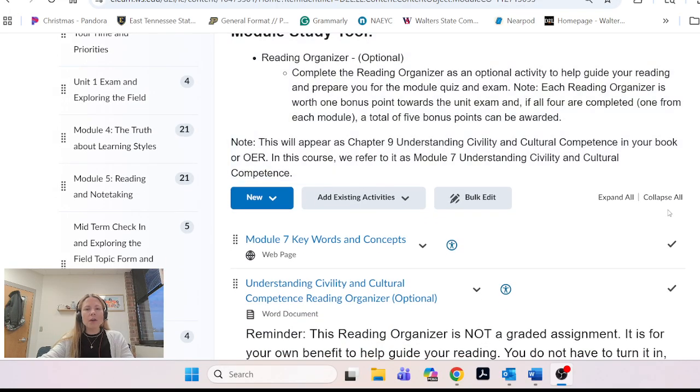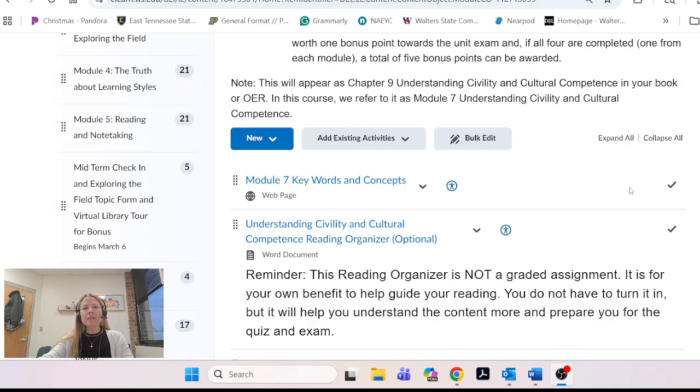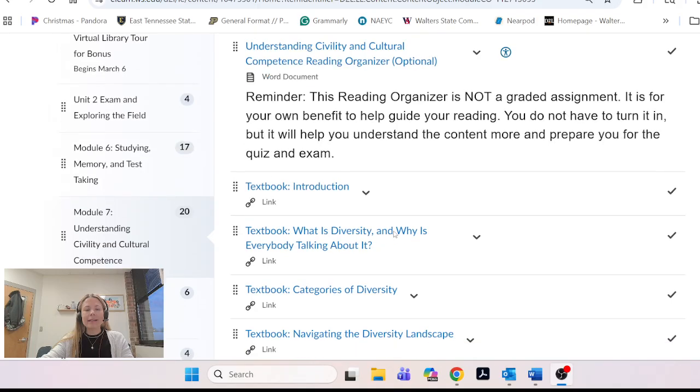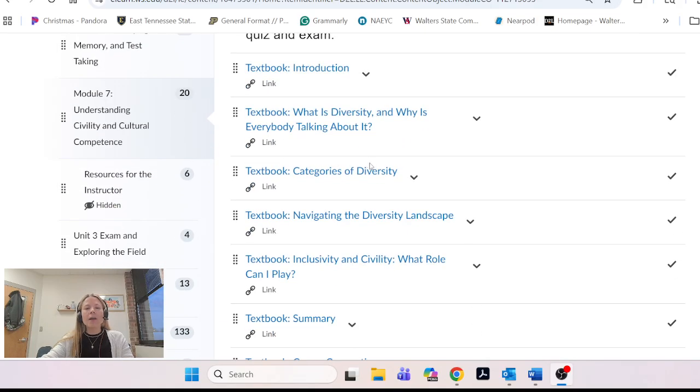I do want to note though that even though this module is labeled Module 7, you're actually going to be reading in Chapter 9. So just make sure that when you're in your textbook, it's Chapter 9 and it's labeled Understanding Civility and Cultural Competence. Now, I did go ahead and link the textbook in here. Some people honestly find it easier to just have the PDF downloaded.